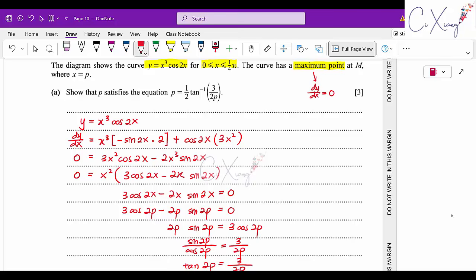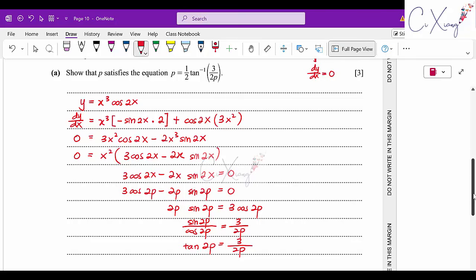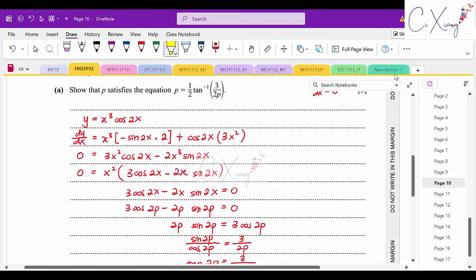So to get a tangent, I just bring the tangent over, become tangent inverse. So 2p equals tangent inverse 3 over 2p. And then finally, you just bring the 2 over and you successfully get the equation that they want you to show. Right, so this is how we get the equation here for part A.